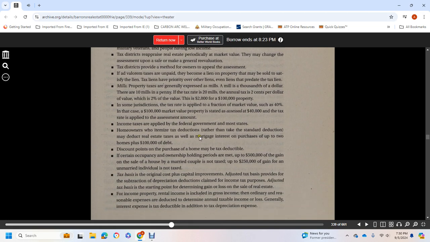Income taxes are applied by the federal government. Most homeowners itemize tax deductions rather than take the standard deduction. They may deduct real estate taxes and mortgage interest on the purchase of a home, up to $1,000,000 of debt. Discount points on the purchase of a home may be tax deductible if certain occupancy and ownership holding periods are met. On a gain over the sale of a house, a married couple is not taxed up to $500,000 of the gain. A single individual is not taxed up to $250,000 of the gain.